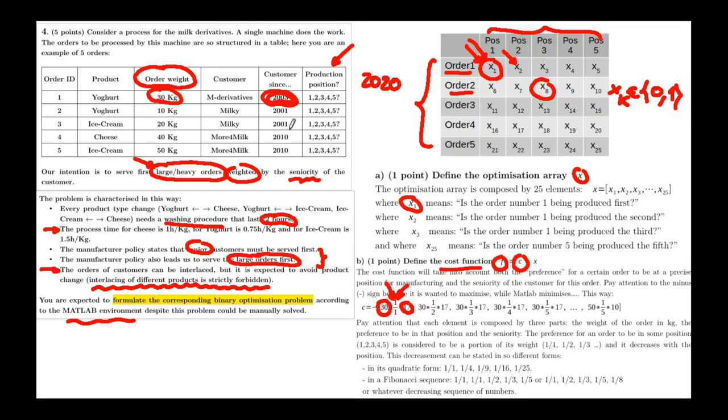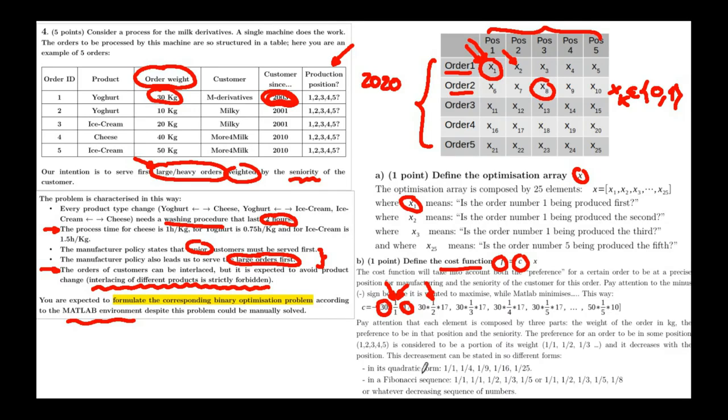So in order to tell the algorithm that it is good to put order number 1 first, I will multiply this number by 1 over 1, and I will decrease this number as long as I'm decreasing in the position to be produced. So it's half as good to be produced second, 1/3 as good to be produced third, and so on.